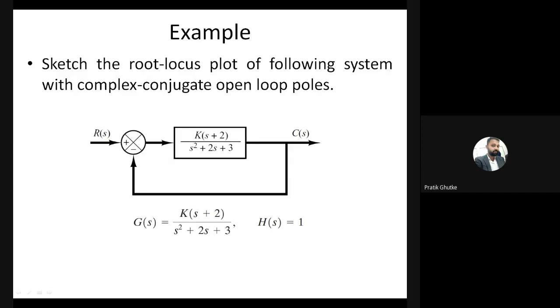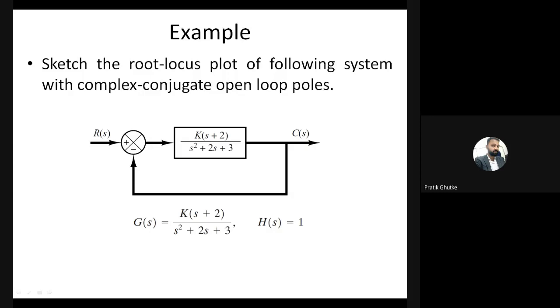Yes, this is a typical example of the root locus. That is, sketch the root locus and plot the following system with a complex conjugate open loop pole. So previous class we have seen the complex conjugate pole type of numerical, that is in denominator it was s plus 2 plus 2j, and then s plus 2 minus 2j. These are called complex conjugate open loop poles.